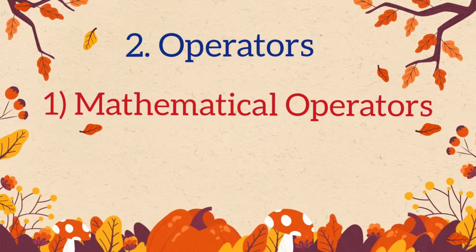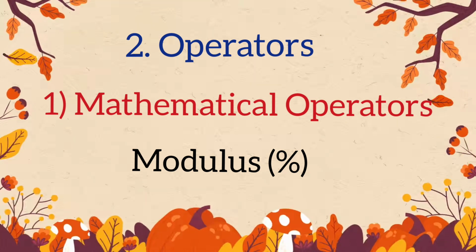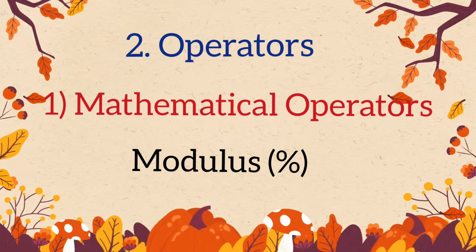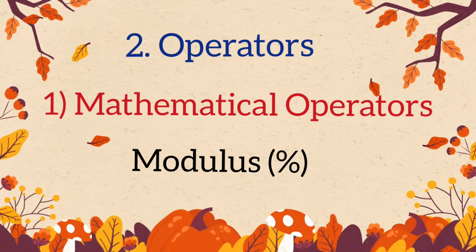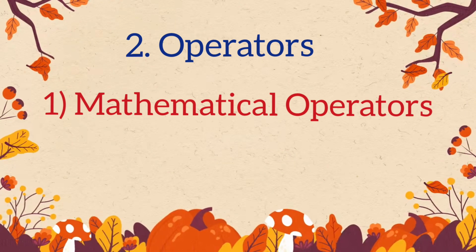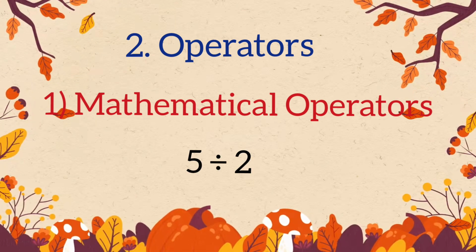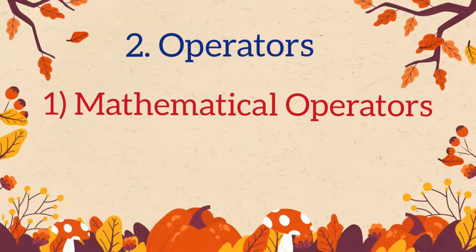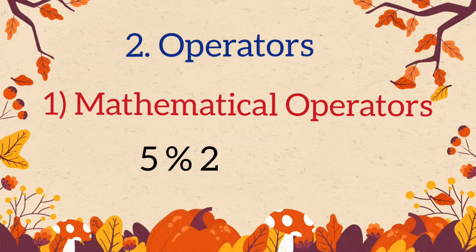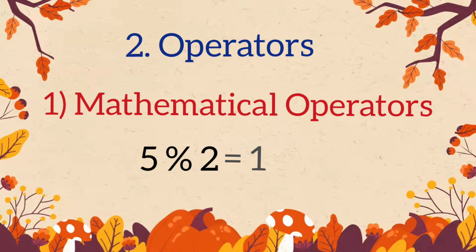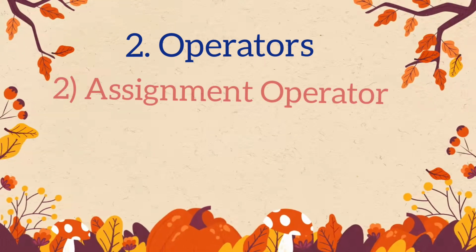Okay, and then we are going to study a new sign that is called modulus. Modulus is represented by the percentage sign. This percentage operator gives the remainder of a division. Suppose you are dividing 5 by 2. The quotient will be 2, but the remainder will be 1. So when you write 5 mod 2, that is 5 percentage 2, the computer will give you the output 1. Understand?